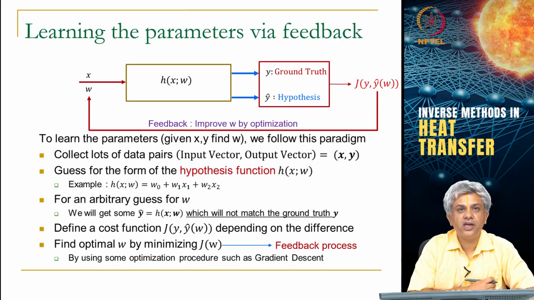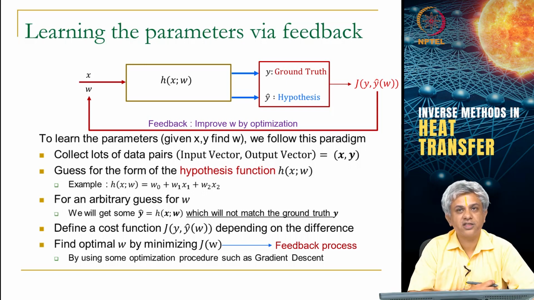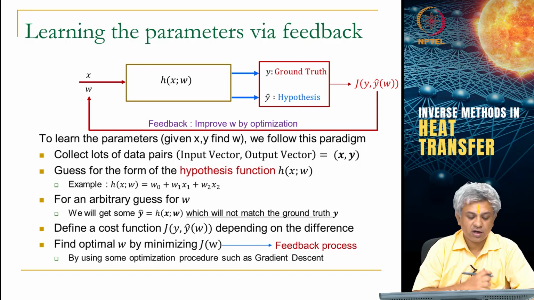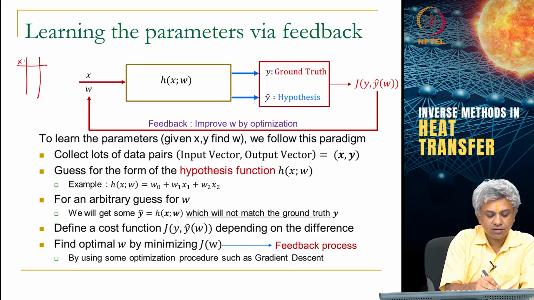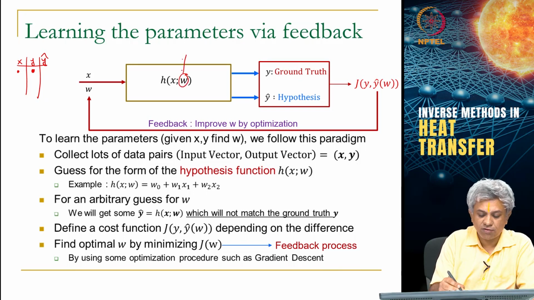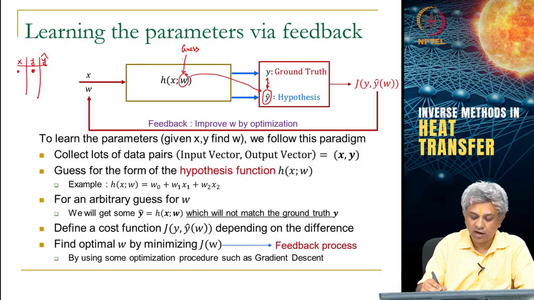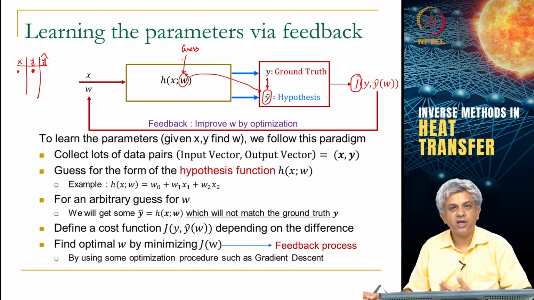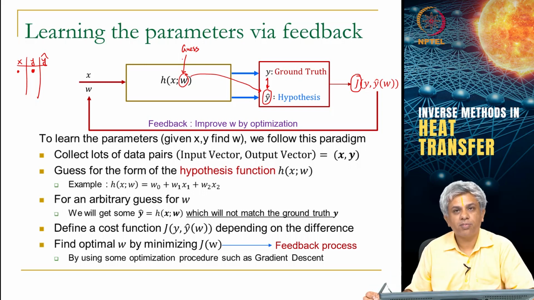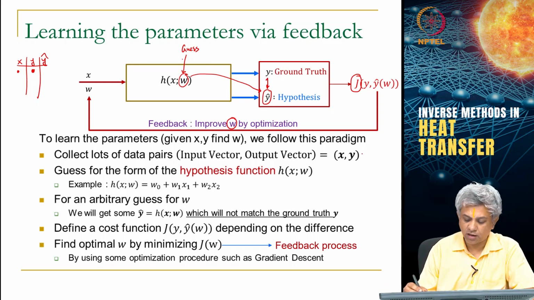Now, how do we learn the same parameters via feedback? We have done this a whole lot of times, but let us see this again in the context of machine learning. You have a data set, you give some x, there is some truth y. Because you are guessing this parameter to start with, you can get a corresponding y hat. This y hat and y will have a gap which we called J, and we improve w by optimization. As I have written here, you collect a lot of data pairs.